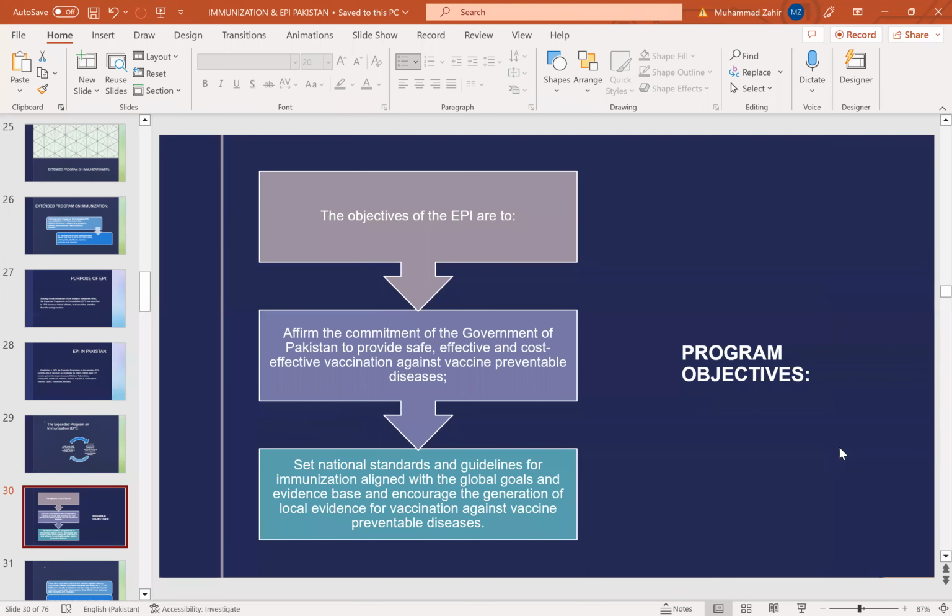The objectives of EPI are to affirm the commitment of the government of Pakistan to provide safe, effective, and cost-effective vaccination against vaccine-preventable diseases, set national standards and guidelines for immunization aligned with the global goals and evidence-based, and encourage the generation of local evidence for vaccination against vaccine-preventable diseases.